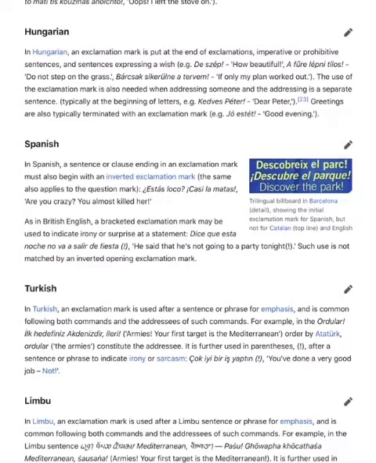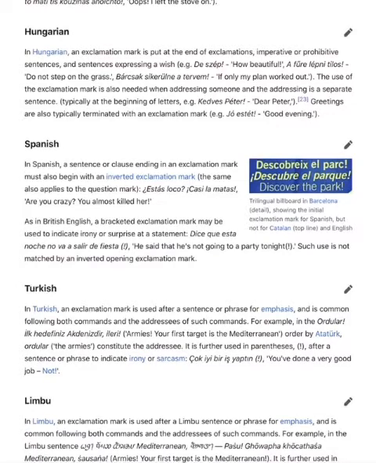Hungarian. In Hungarian, an exclamation mark is put at the end of exclamations, imperative or prohibitive sentences, and sentences expressing a wish. How beautiful! Do not step on the grass! If only my plan worked out! The use of the exclamation mark is also needed when addressing someone, and the address is a separate sentence, typically at the beginning of letters. Kedves Péter, dear Peter. Greetings are also typically terminated with an exclamation mark.